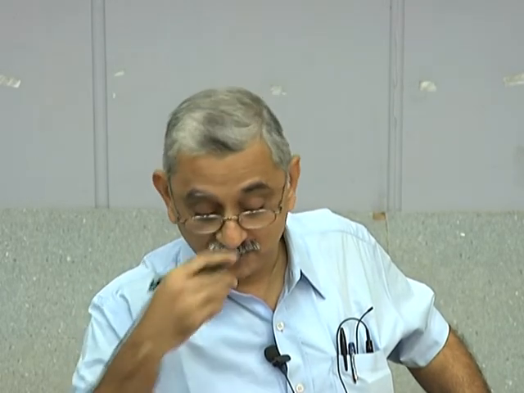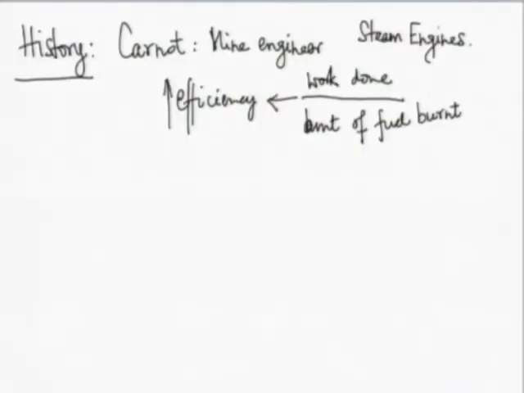And naturally, for the fuel burned, it may not be Carnot, but the owner of the mine will have to shell out some money. So naturally, everybody is interested in doing the same amount of work but burning less and less fuel. So improving efficiency. So Carnot started thinking about ways of improving efficiency. I don't know what tricks he used to improve efficiency, but he started thinking as to why efficiency cannot be improved further. I don't think he thought about 100% efficiency, but he asked what would be the absolute limit of efficiency.